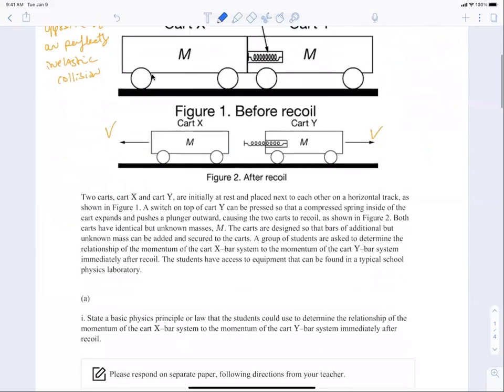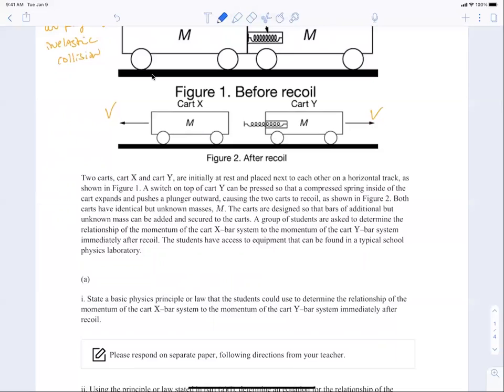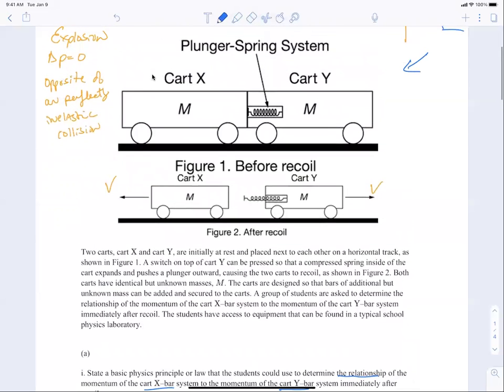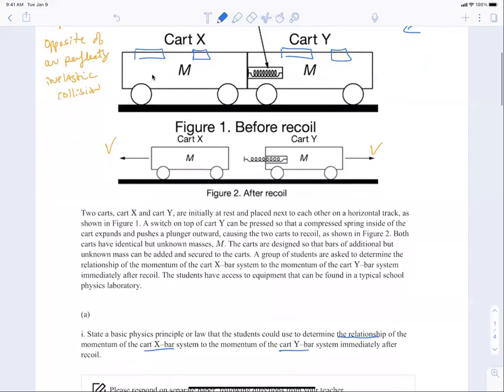system must be 0. So A, state the basic physics principle or law that the students could use to determine the relationship of the momentum of the X bar system and the Y bar system. What do they mean by bars? These carts have bars that you can add to them, so you can add mass. And so we will keep the total number of bars the same, but we can move it around between cart X and Y. So I can have 4 bars total, and I can put maybe 2 on each. I can put 3 on one and 1 on the other. Anyway, the total number of bars I will keep the same.